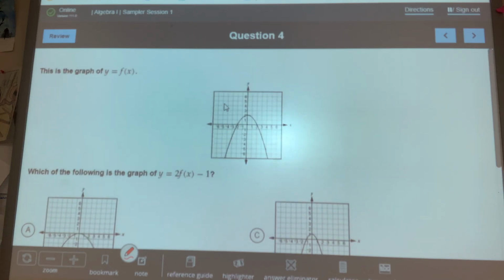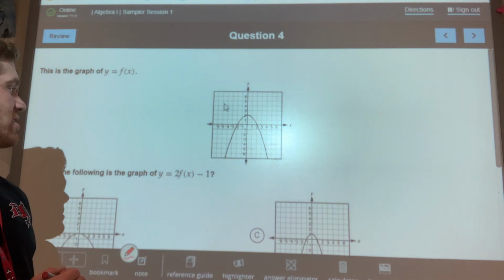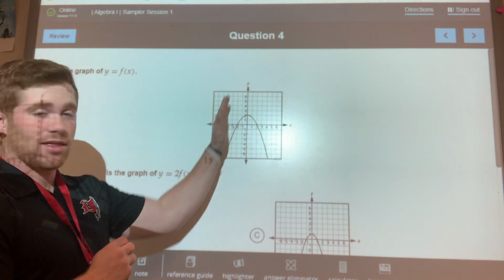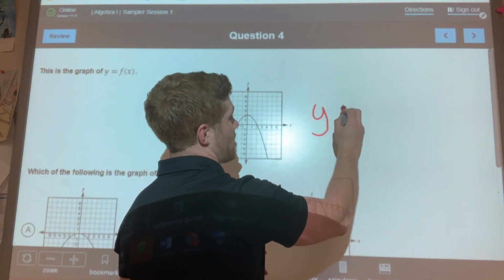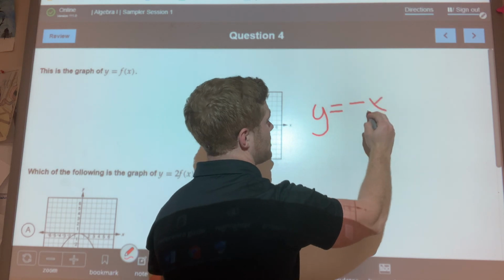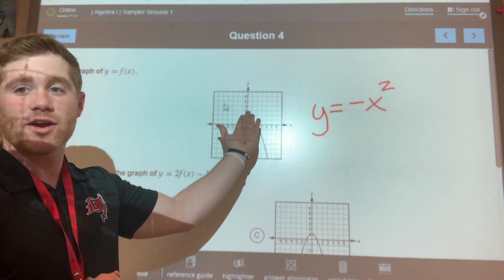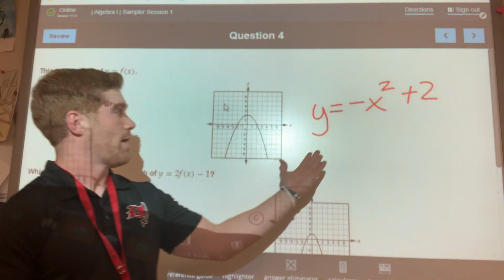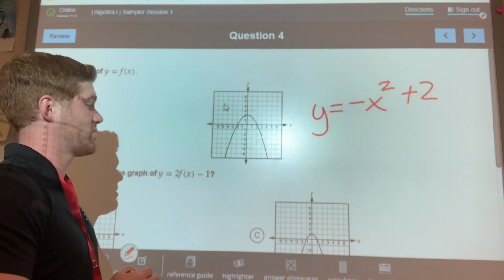Okay, this is the graph of the function f of x. Which of the following is the graph of y equals 2 times f of x minus 1? Okay, so here's something I want to show you. If I look at this, this is the original function. I know that this is a negative quadratic. So I know it's going to look something like this, negative x squared. And I can also see that my y-intercept is 2. So I'm going to write this as my function. So the first one, I'm going to say it's something similar to that: y equals negative x squared plus 2.